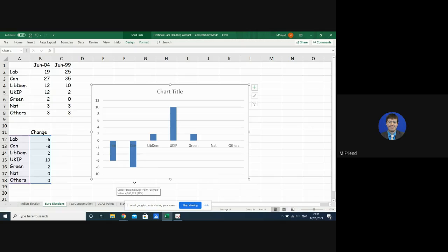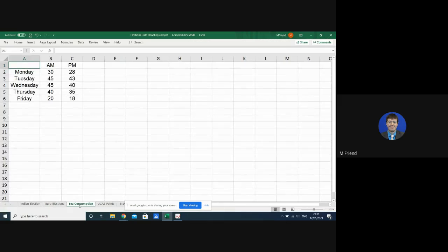Conservatives have lost 8 seats. But the Lib Dems and UKIP and Green gained, while for the Nationalists and the others, that doesn't mean they got 0 seats. It just means the change was nothing. They got the same amount of seats in 99 that they got in 2004. So bar charts could look like that. If you want to represent change, you can go above and below the x-axis.